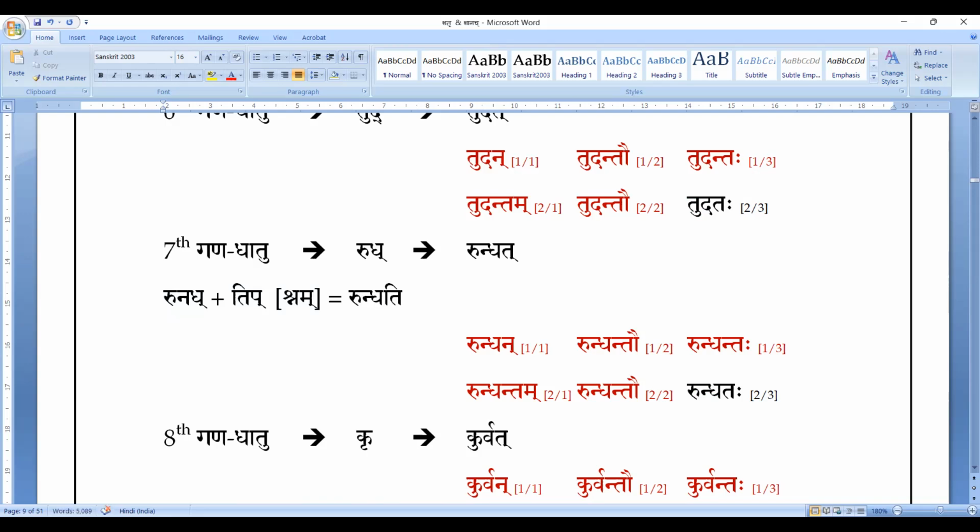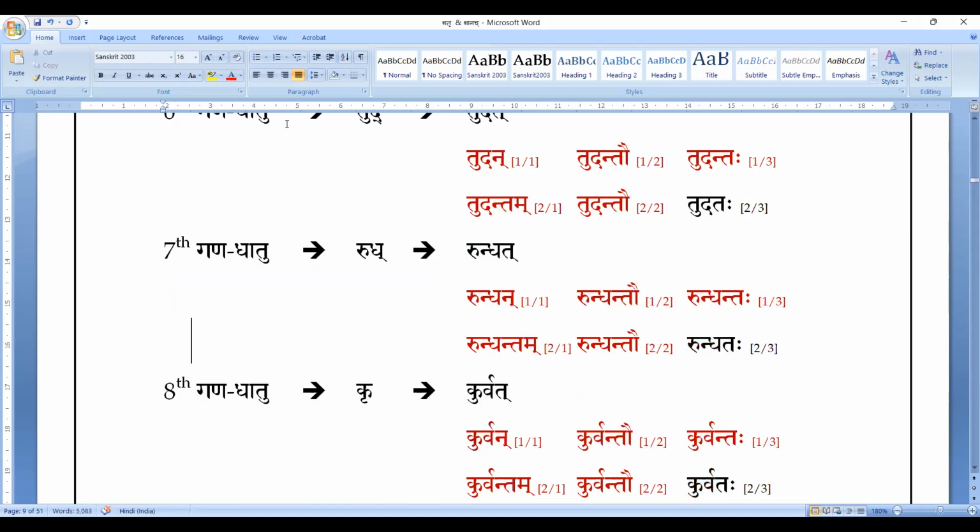Rundati, Rundataha, Rundanti, Tirupam. All those things will happen. Okay, we'll see seventh Gana later. It is one of the complicated ganas. So now Rundat is the Shatranta Rupam. Runda plus At, Rundat. So Rundan, Rundantau, Rundantaha, Rundantam, Rundantau, Rundataha iti Rupam.